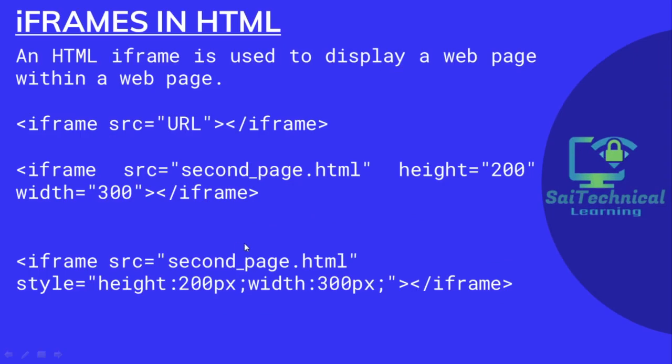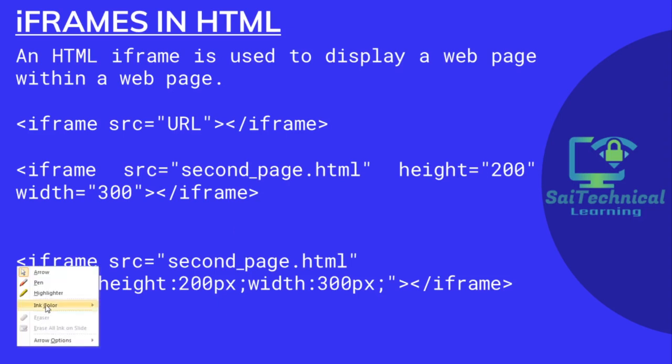The next one, that is iframe in HTML. An HTML iframe is used to display a web page within a web page. So how to use one web page inside another web page? For that we require the iframe tag followed by the source attribute. Here we require the URL of that second page. For example, here we have used iframe source equals the URL of the second page, height and width, and then finally we need to close the iframe.